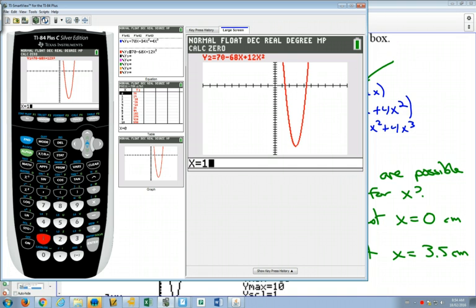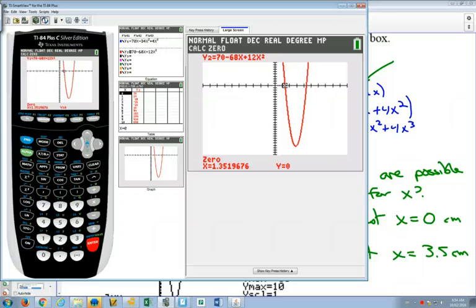So I'm just going to type in 1. It'll automatically put it at 1. And the newer calculators are nice because they'll even show you a line where it's at. And my right bound, I can see that 2 is going to be nice. So it's in between 1 and 2. And here we get our 1.35.